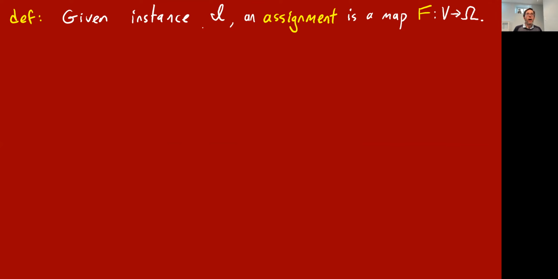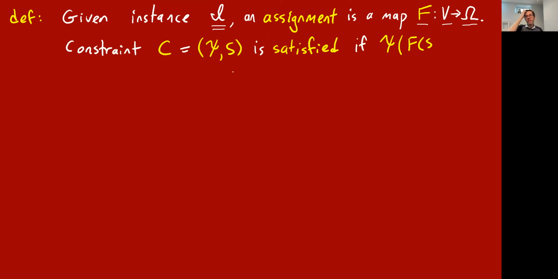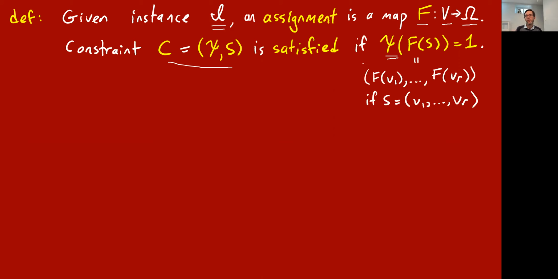Right. So given an instance I, this is my weird capital cursive I, you're trying to come up with an assignment. What is an assignment? It's a map F that assigns to each variable a domain value. Okay, and we say that a constraint C, psi comma S, is satisfied if, when you assign the variables in its scope according to F, the constraint outputs 1. Okay, so f of S is my shorthand just for F applied to each of the variables in the scope S.